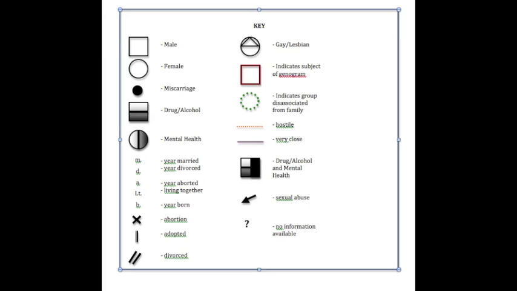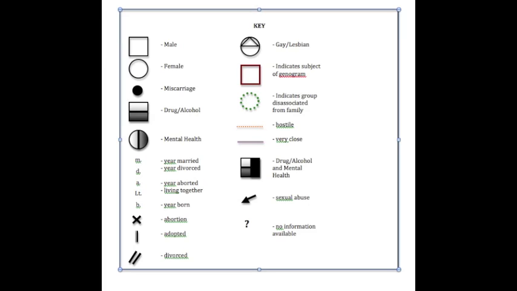This is an example of what your key should look like once you're finished with the genogram. Everything that you use on your genogram to indicate something should be given in your key to help the reader understand what it means. So you can see that a square indicates a male, a circle indicates a female, and so on and so on. Even the smaller green dotted circle that indicates the group is disassociated from the rest of the family. The arrow is sexual abuse. An X indicates an abortion.